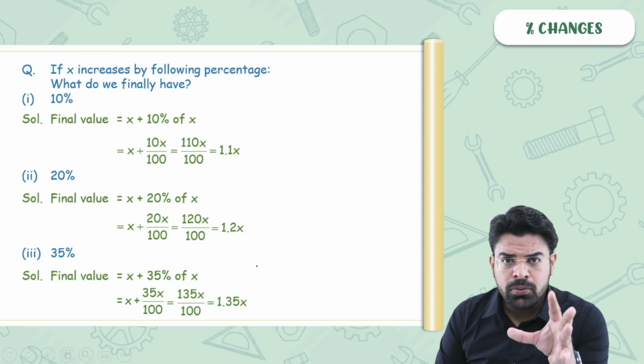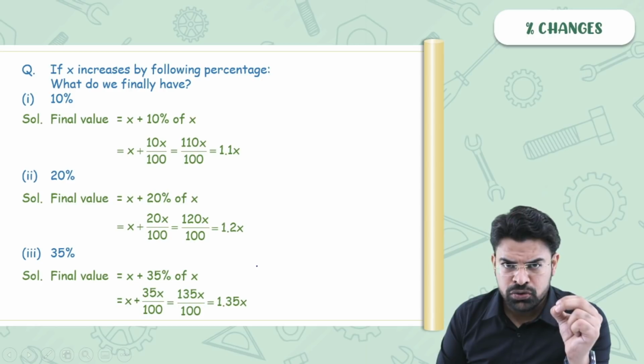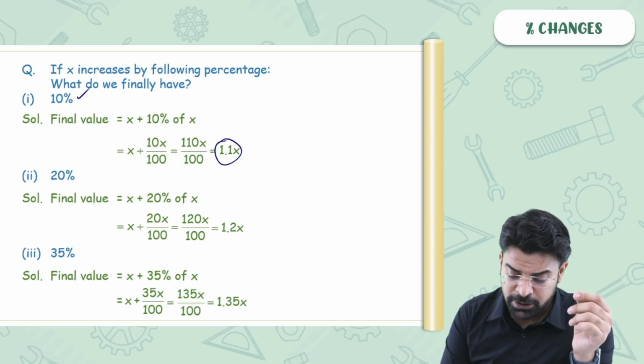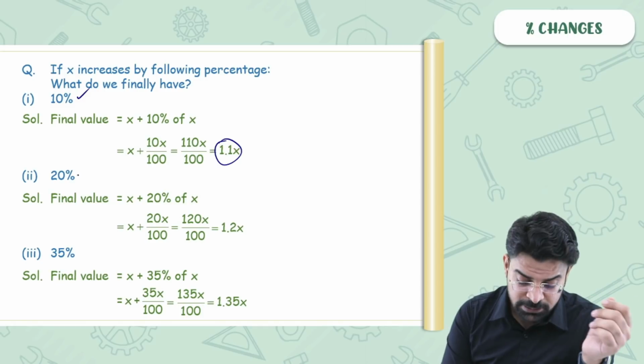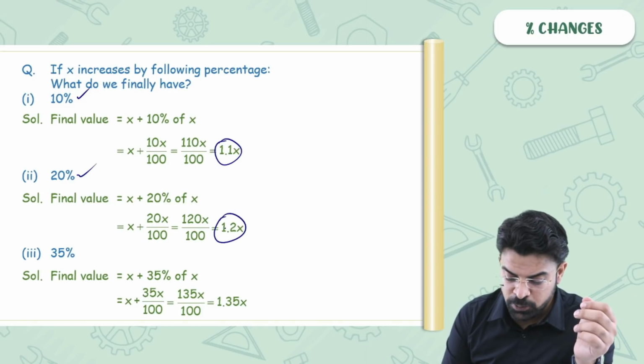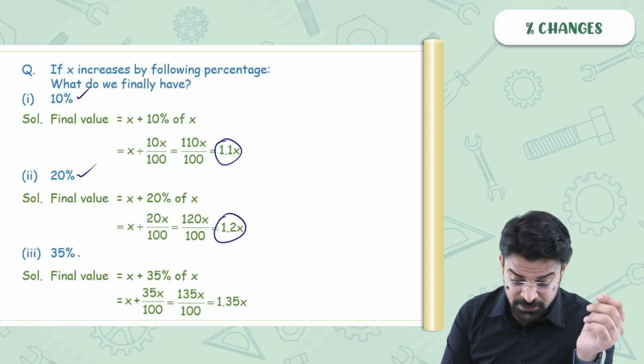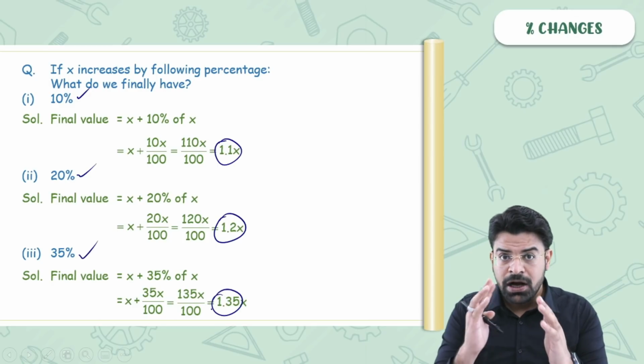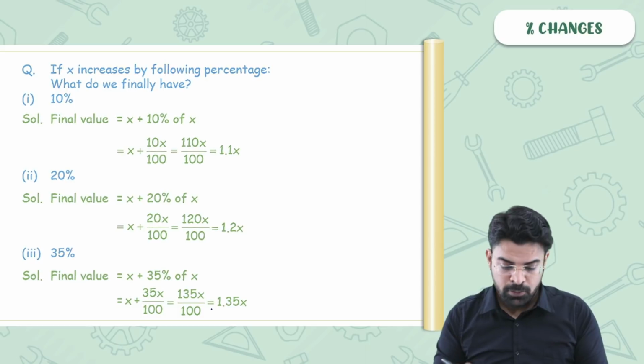So what am I trying to do here? I'm trying to make you understand that as soon as you see in a question that a quantity increases by 10%, you should be able to say, okay, it becomes 1.1 times. If a quantity increases by 20%, it becomes 1.2 times. If a quantity increases by 35%, it becomes 1.35 times. So you should be able to answer this quickly. Let's practice a little more.